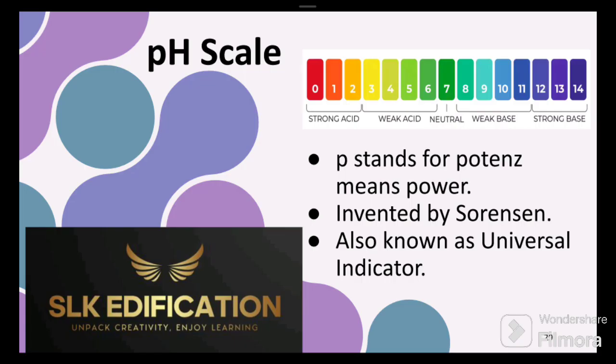Hey guys, today we will learn about the pH scale, which is used to measure the strength of an acid, base and salt. In pH, P stands for potence, meaning power. It was invented by Sorensen. It is also known as the universal indicator.